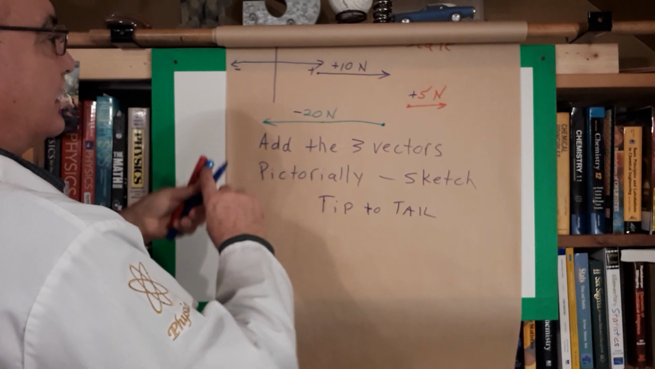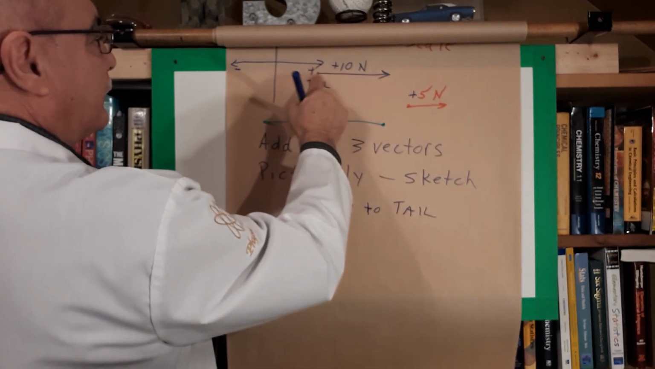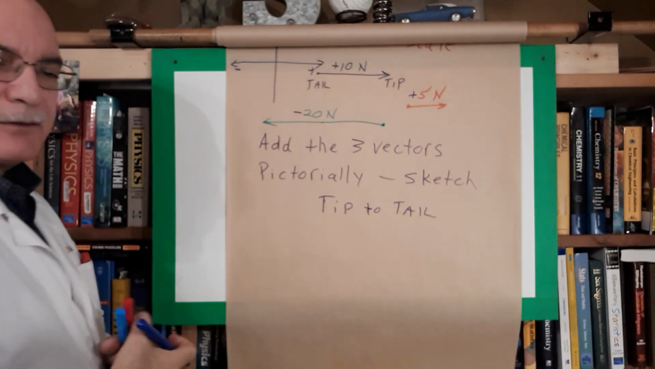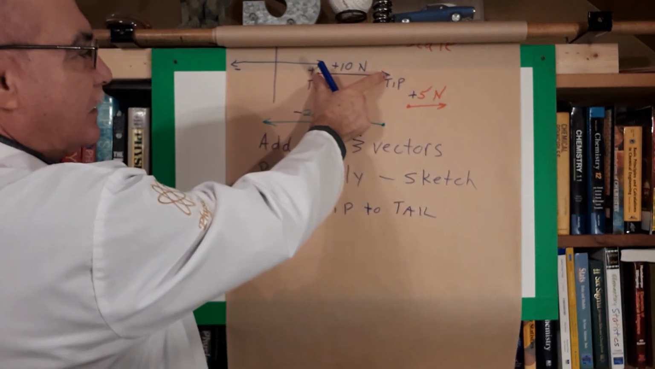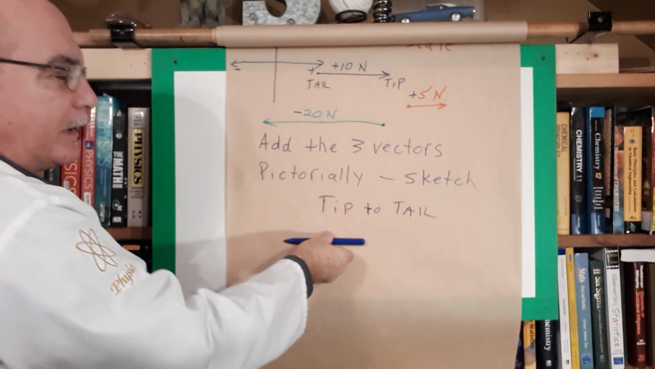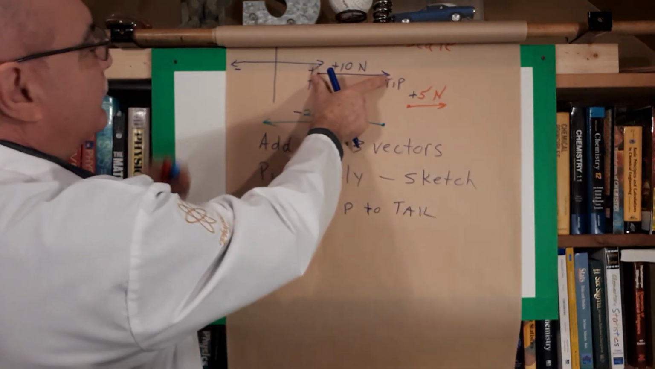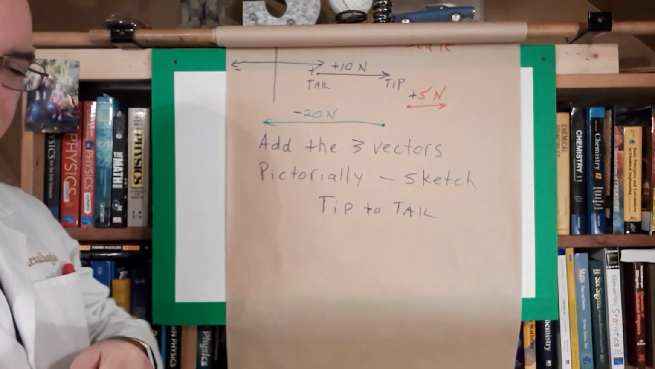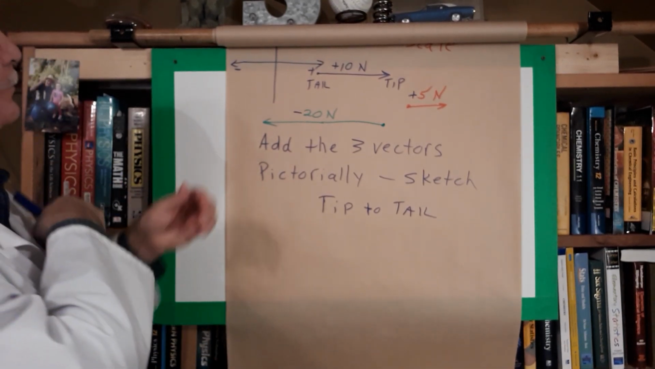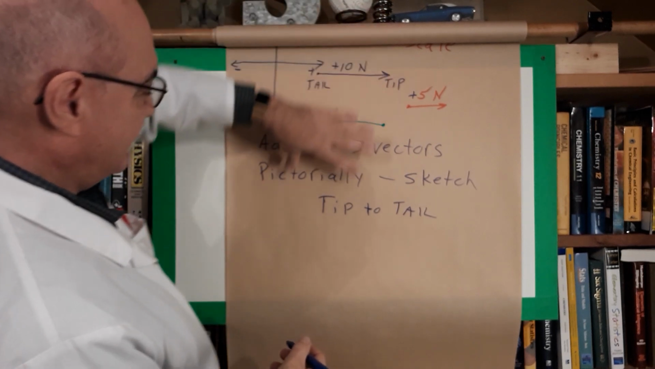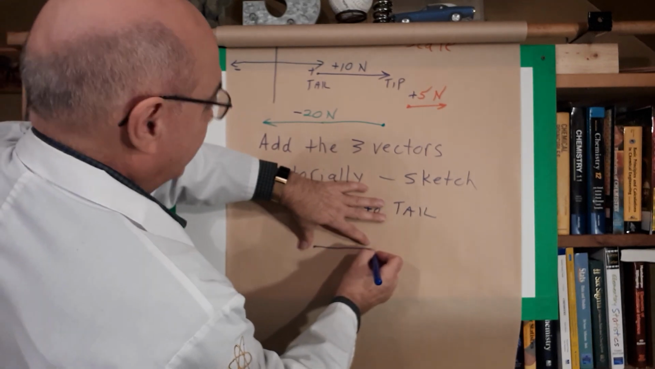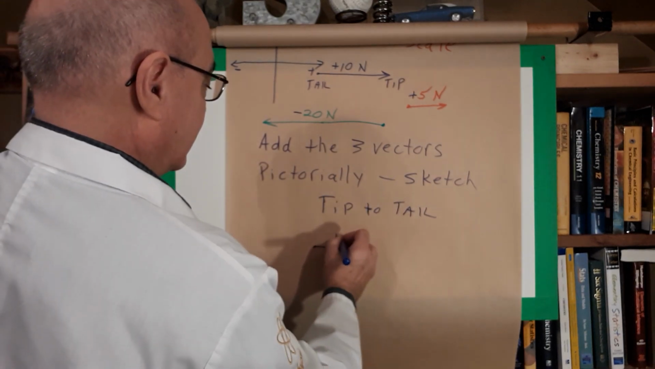So earlier I said here's the tail, and that one's the tip. So let's pick up this 10 newton vector. I'm going to pick it up from here, and I'm going to put it down here. I can move it anywhere as long as it's on this plane, going in the same direction with the same magnitude. I want to keep the same scale, so I'm going to move it over here. Going that way, 10 newtons.